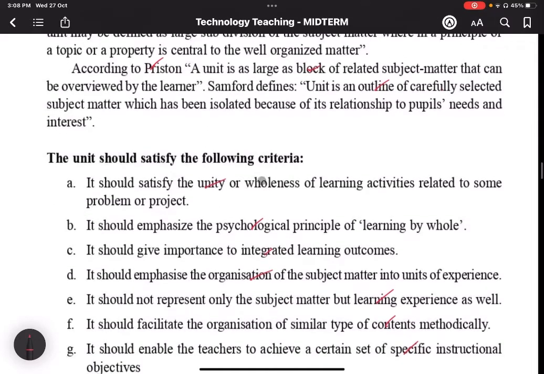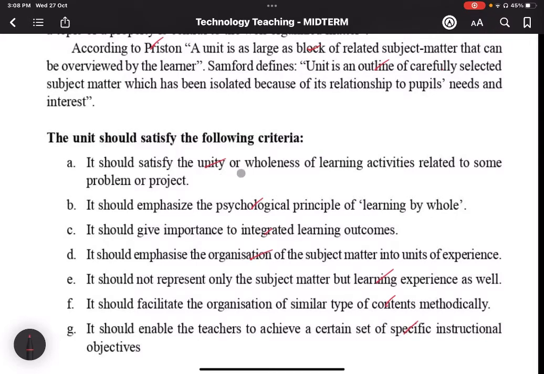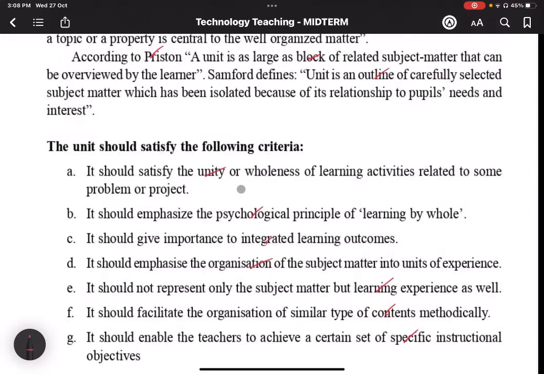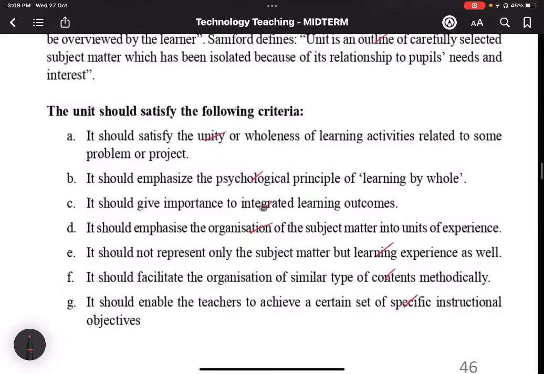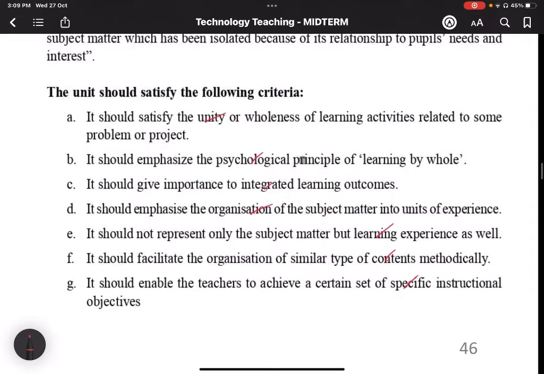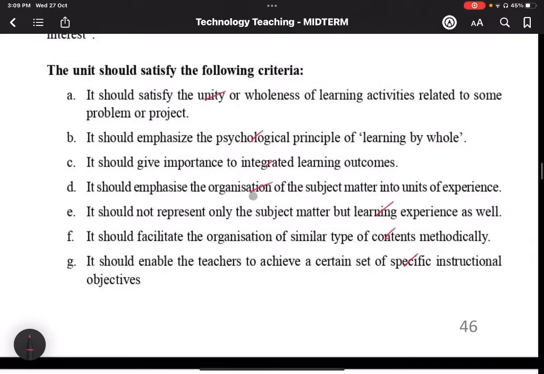Ano yung mga criteria? Okay? It should unify. Alam na natin yan. Or make it whole. No? Ibig sabihin, may continuity yung bawat subunit na yon. Whatever yung topic mo, you must divide it in such a way na whole pa rin siya kahit magkakahiwalay. It should emphasize psychological principle, no? Learning by whole. It should give importance to integrated learning outcomes. So integrated, the same, by making it whole, yun ang ibig sabihin ng integration. It should emphasize organization. So itong tatlo to related, no? Psychological principle, learning by whole, integration, organization.